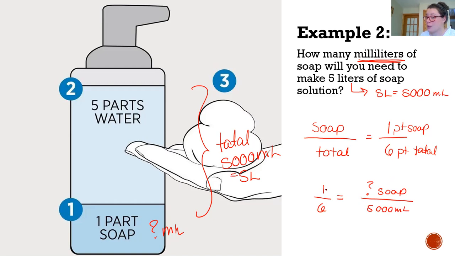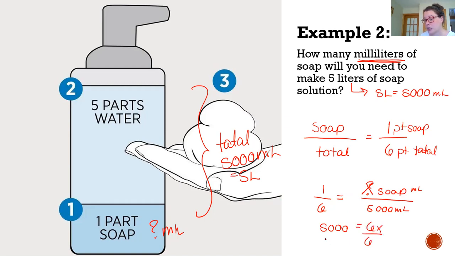Now, if it's 1 part to 6 parts, we're going to be comparing mils to mils. So if you put liters in the bottom here, you would get liters of soap out. When it's parts and parts, same unit on the top, same unit on the bottom, that means on the other side, we have to use the same unit on the top and the same unit on the bottom. So I'm comparing the quantities. In order to solve this, I'm going to put an X where my question mark is. 1 times 5,000 leaves me with 5,000 equals 6 times X.